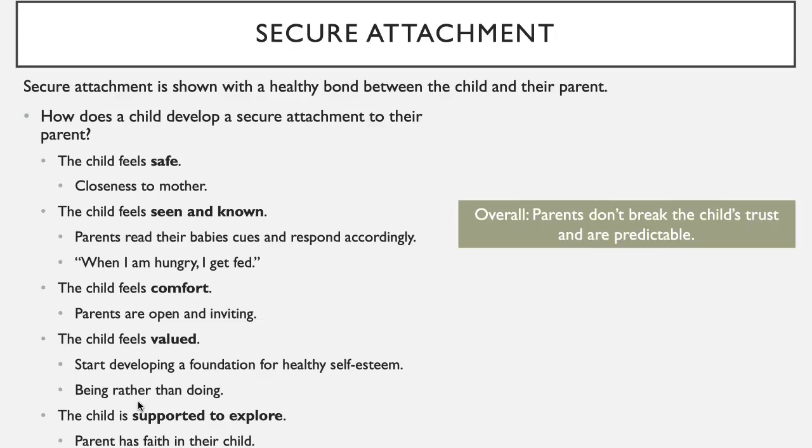Next, the child feels seen and known. Basically, the parents can read their baby's cues and respond effectively. So when the baby knows it's hungry, they know that their parent will always come and feed them. They have that reliability.